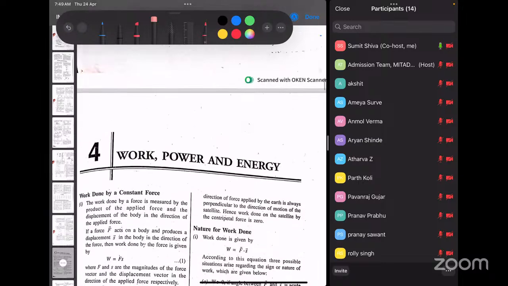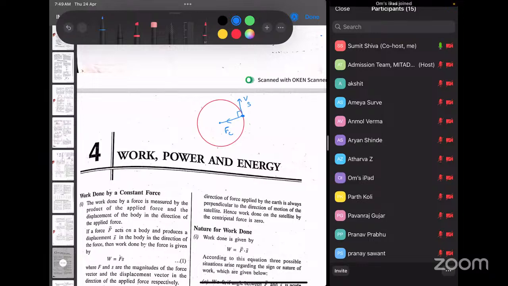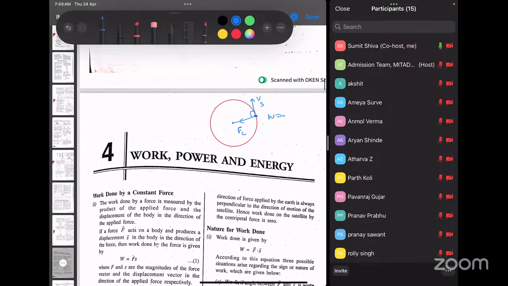Second example may be of circular motion. Let's say there is an object moving on a circular path with velocity v, and there is a centripetal force which acts towards the center. We know that the force and velocity vector v are always perpendicular in this case, and whatever the direction of velocity, the same will be the direction of displacement. So again, the angle between force and displacement is 90 degree, and in this case also work done will be 0.